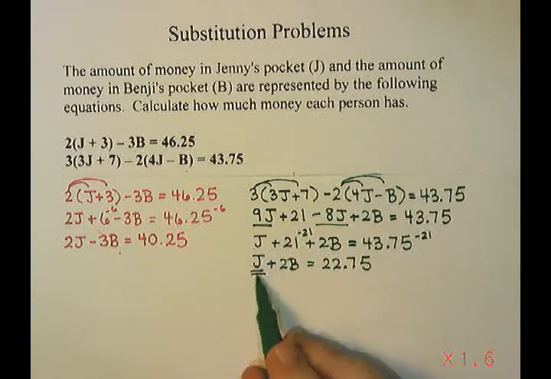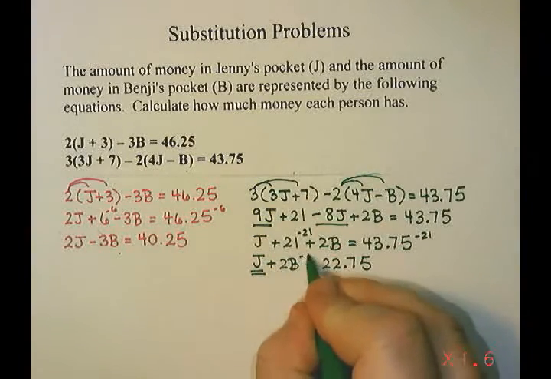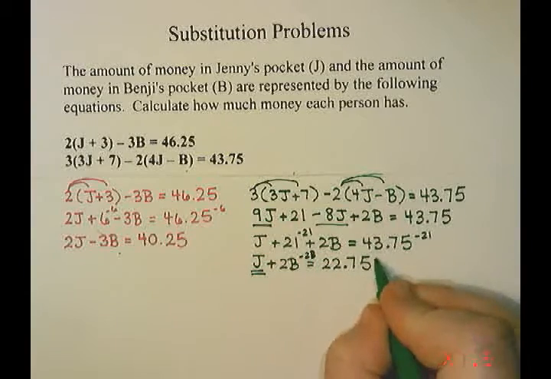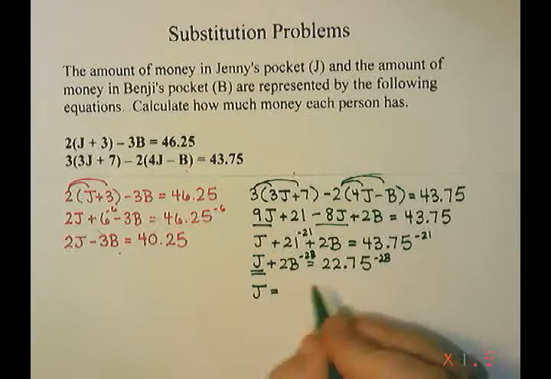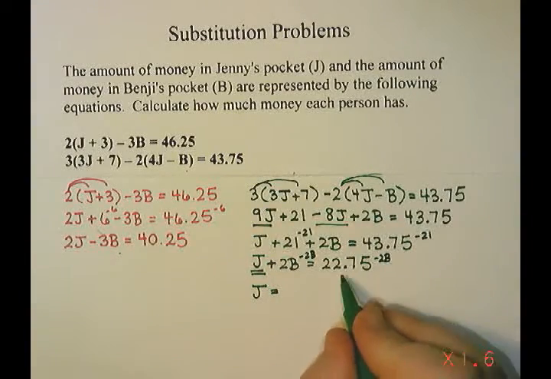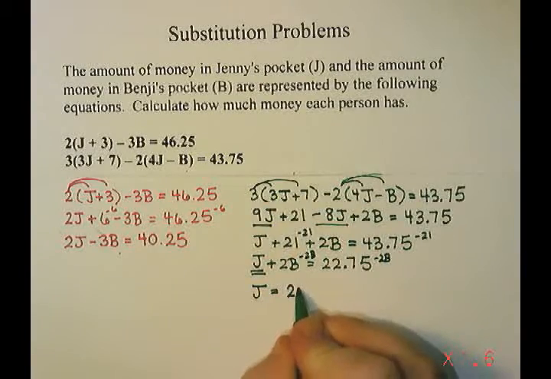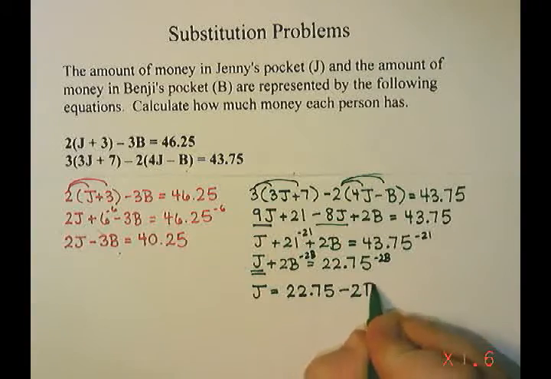So what I'm going to do is isolate for this J by subtracting the 2B from both sides. So I get J equals 22.75 and 2b are not like terms. This one has a b, this one does not. So it's going to say 22.75, take away 2b.